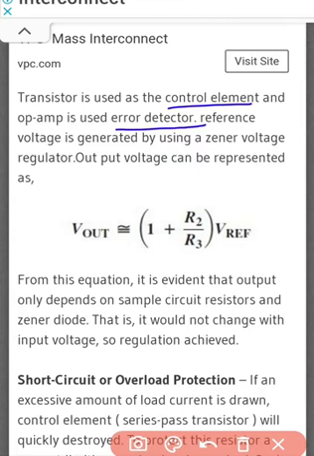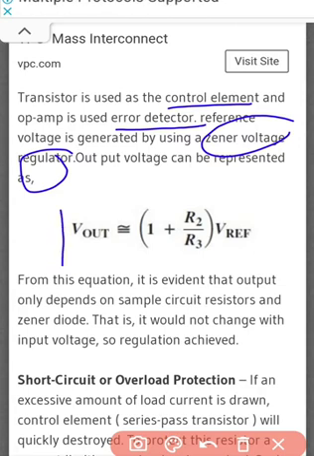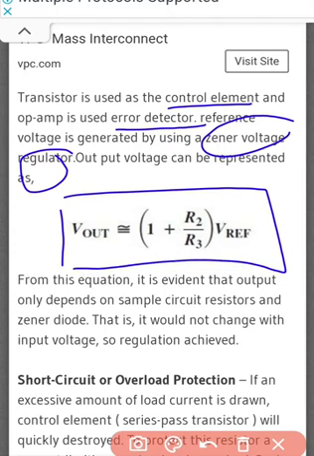The reference voltage is generated by using a Zener voltage regulator. We've already discussed this Zener voltage regulator in our previous classes. Here the output, referred to as V out, is nearly equal to (1 + R2/R3) times VREF, that is, the reference voltage. So this says that the output voltage is directly related to the reference voltage.